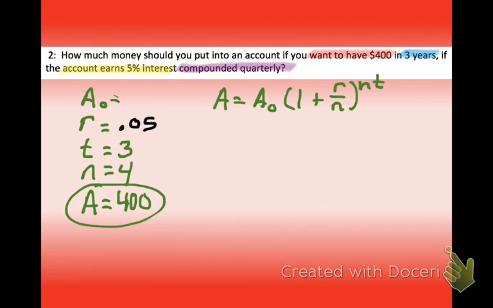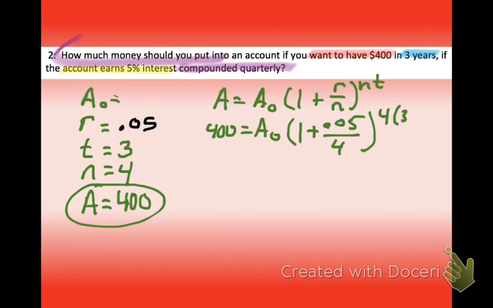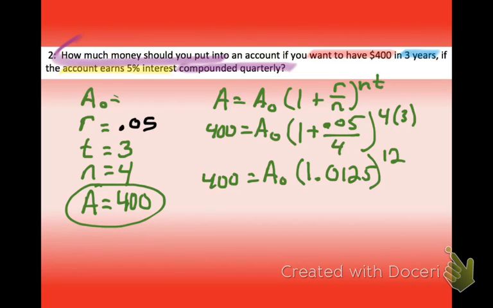And in this case, A is 400. So this is 400 equals, we don't know our initial amount. They want to know how much money should you put in, times 1 plus 0.05 over 4 to the 4 times 3. So that's going to be 400 equals A0 times 1.0125, if you put it in your calculator, to the 12th power.